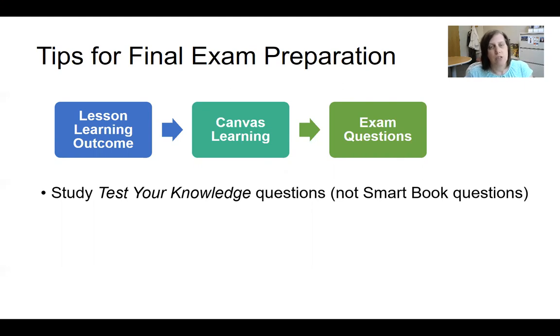So all of those questions really are tailored towards what I think is important for you to know within that particular lesson. So if you spend time doing the SmartBook questions, those are not going to really help you for the final exam. Make sure you focus on the Test Your Knowledge questions.